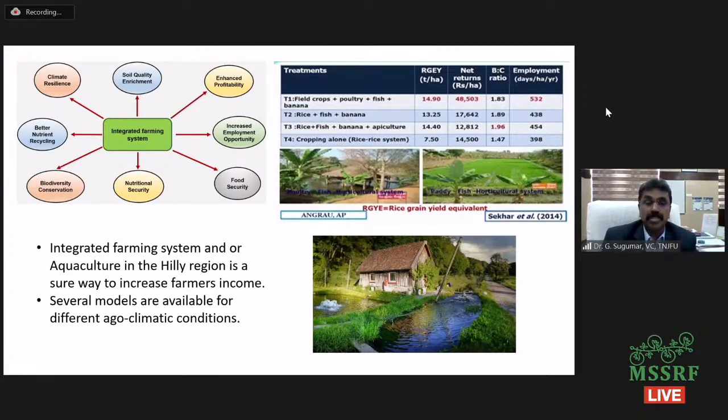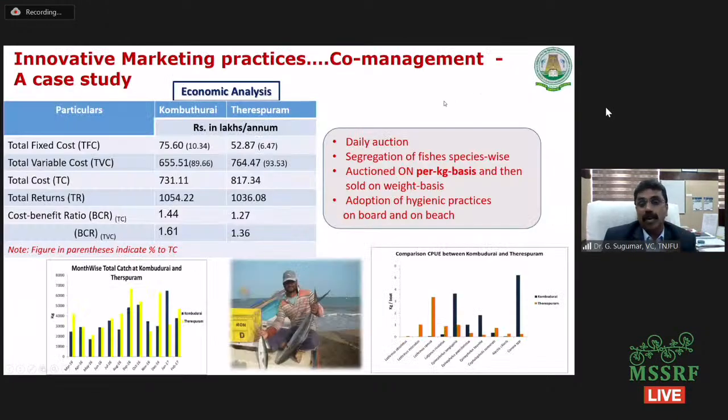As professionals, we have time-tested, proven models, and ICAR has come out with at least 7 IFS models, which suit different agroclimatic conditions. So we have to propagate this as a means to combat that. And here I have a few slides to show. Maybe we can wind up in the next 2 minutes. Yeah, I will try to wind up.